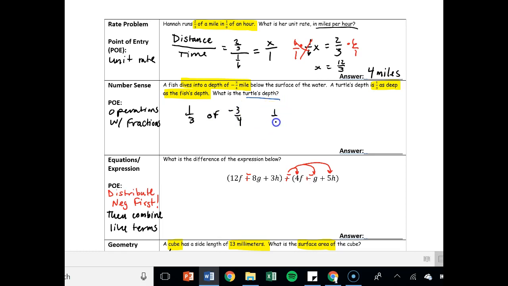So 1/3 times -3/4. Multiply straight across. We could cross cancel if we want to, but we don't need to complicate anything right now. That's a different sign negative, so it stays negative. It gives you -3 over 12, and -3/12 simplifies, if you divide them both by 3, to -1/4. So the turtle is at -1/4 mile, which is 1/3 of -3/4.